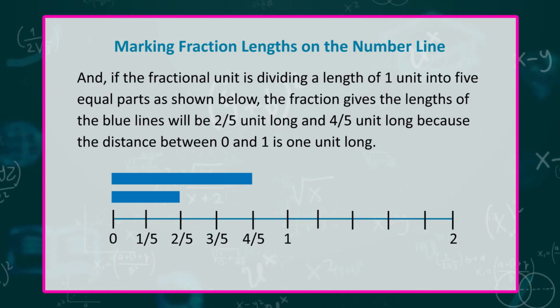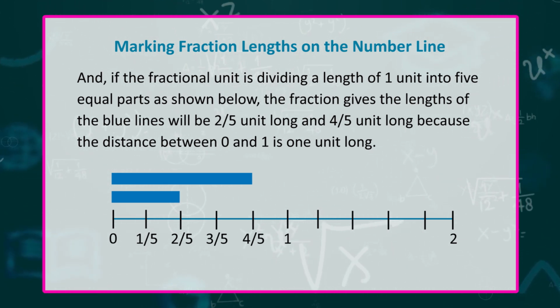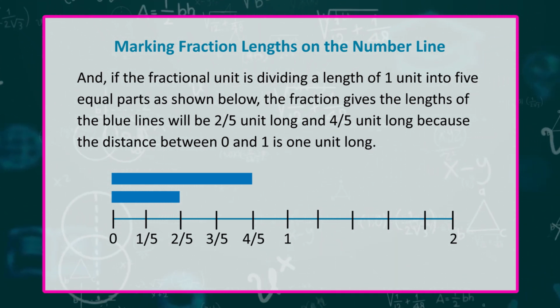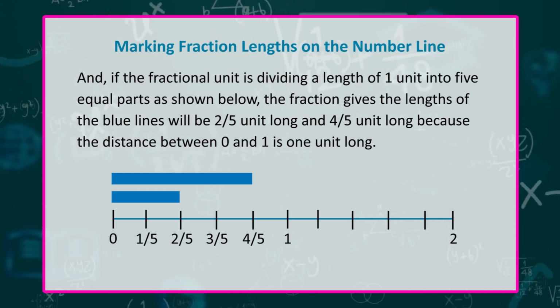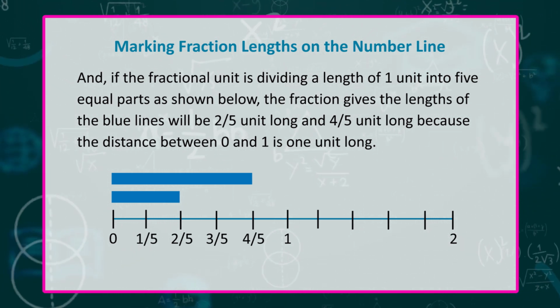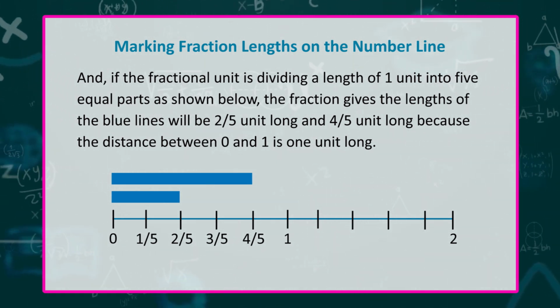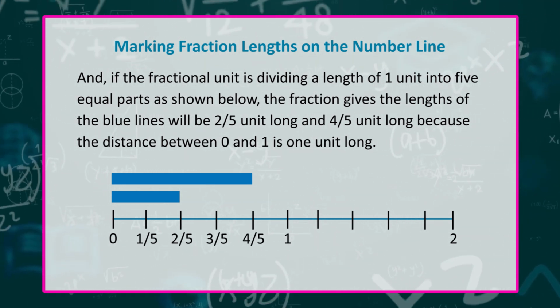And if we divide a length of 1 unit into 5 equal parts as shown below, the fraction gives the length of the blue line. The fraction that gives the length of the blue line will be 2/5 unit long and 4/5 unit long, because the distance between 0 and 1 is 1 unit long.